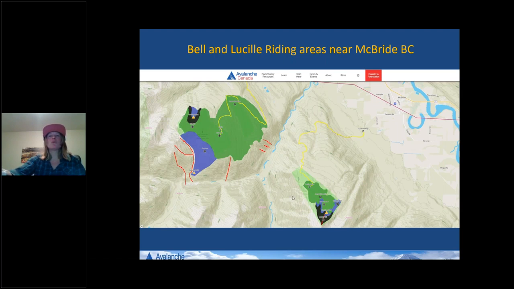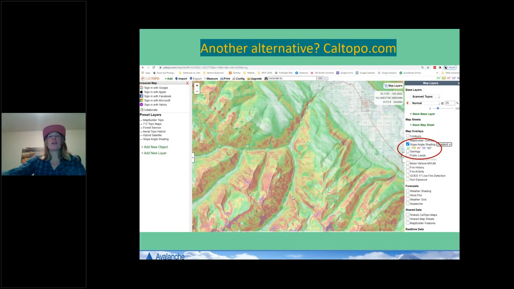And if these areas weren't mapped, I could choose to go on caltopo.com, which shows me slope angles. So here I have Bell Mountain and here I have Lucille. And sorry about these squiggles, that's going to happen. For some reason, PowerPoint just does that. So ignore those, I'm not doing those, but sometimes they happen.